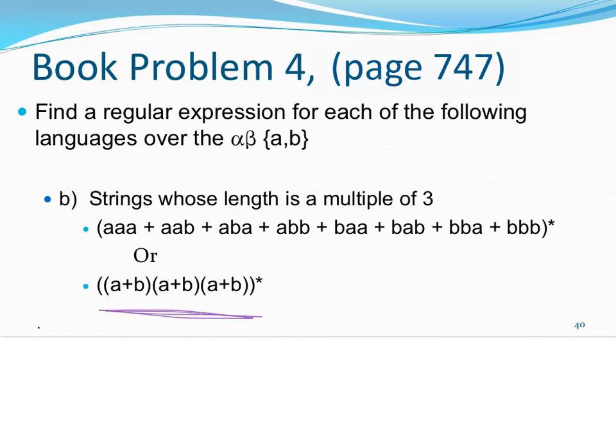This says you have to pick an A or B and concatenate that with picking another A or B and concatenate that with picking another A or B. So this little inner piece gives us 3 letters in a row, and it can be any 3 letters in any order over the alphabet AB. And then we have this star out here which says now take 0 or more copies of it.